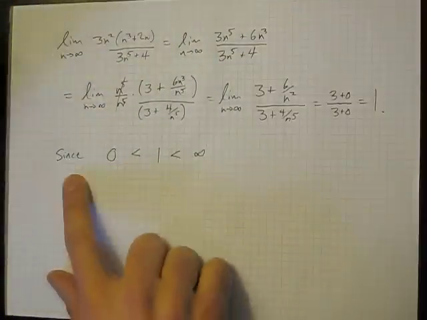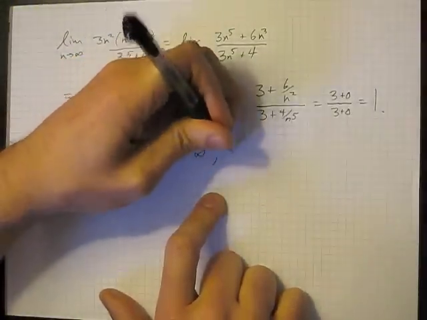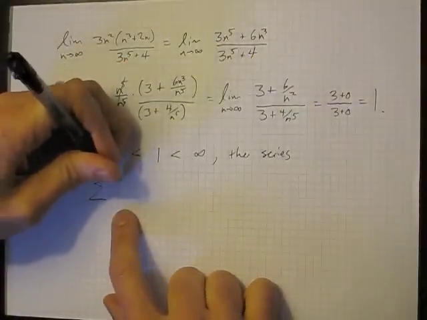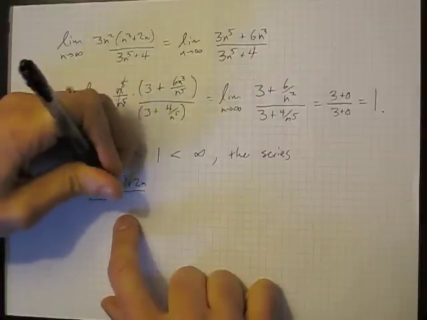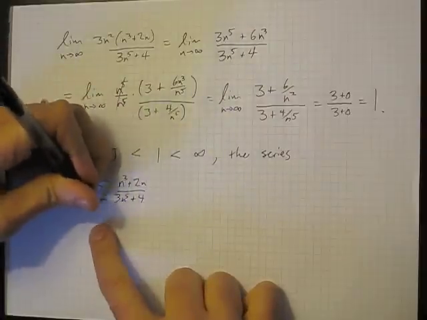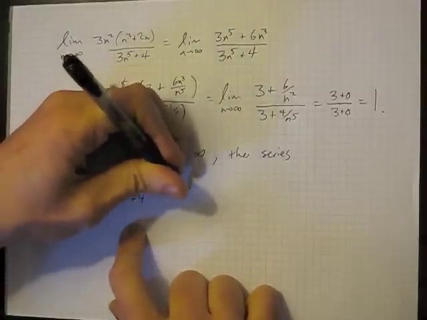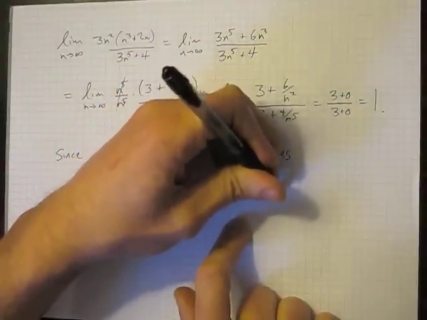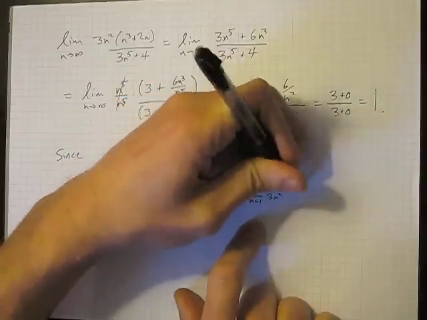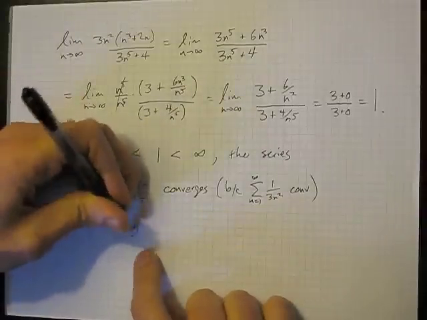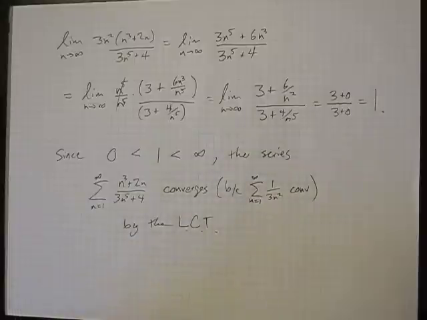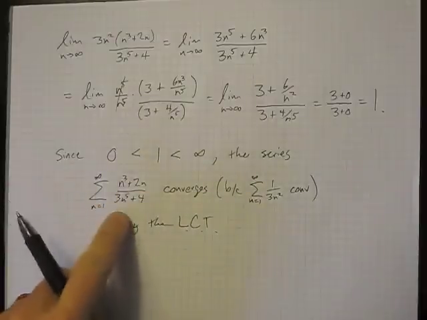So we say since this limit is positive and finite, the series n cubed plus 2n over 3n to the fifth plus 4 converges, and this is because 1 over 3n squared converges, and this is by the limit comparison test. So this is the way that you actually use the limit comparison test to determine whether or not a series of this form converges.